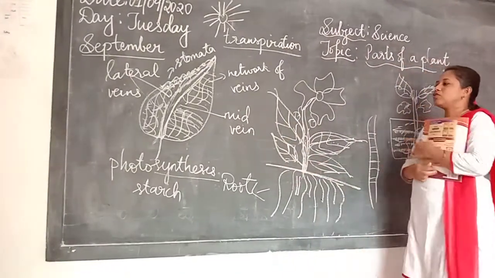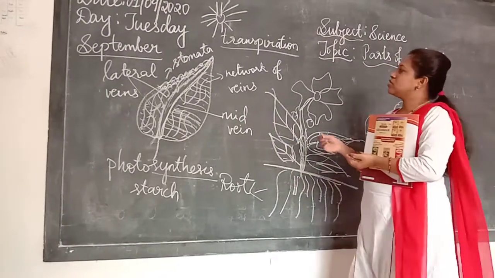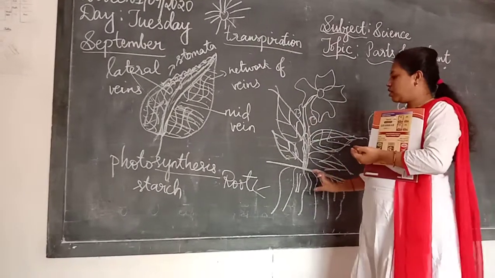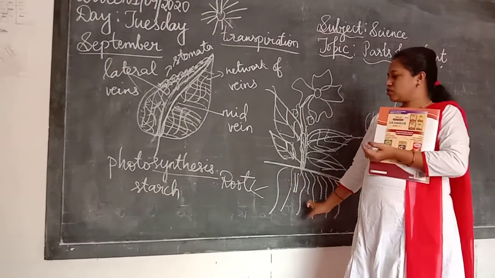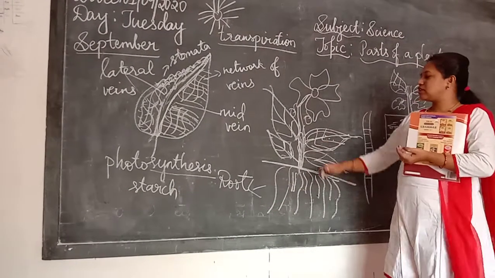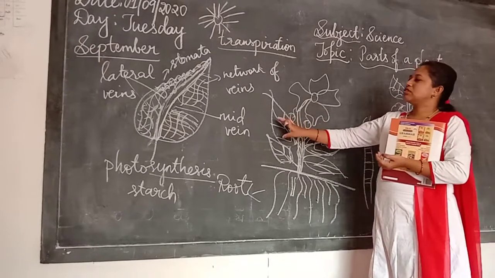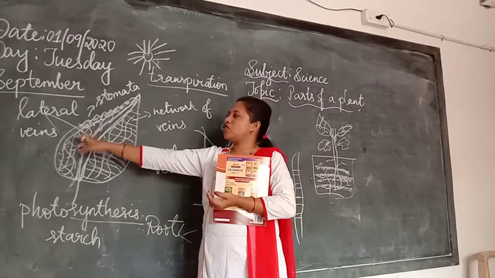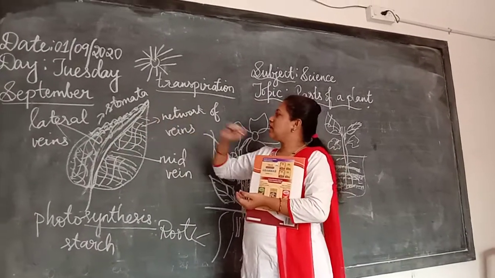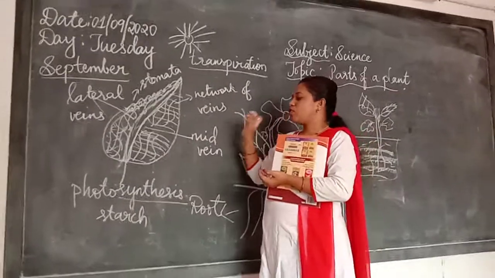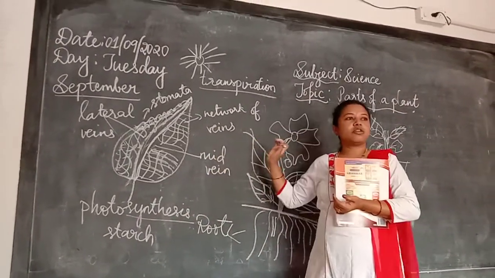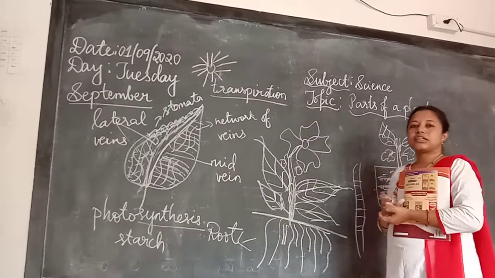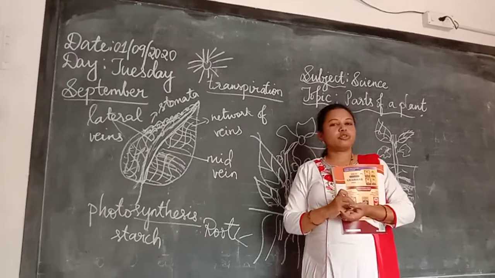In today's class we learned about the different parts of a plant and the different functions of the different parts of the plant. In the root, what the root does, then what the stem does. Then we studied about the leaves, the lateral veins, the stomata, the network of veins. Photosynthesis, transpiration, all these things we learned in this first chapter. That's just half of the class. I'll teach you the rest tomorrow. Thank you children.